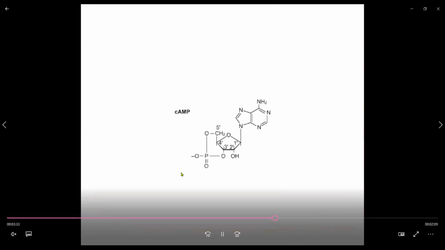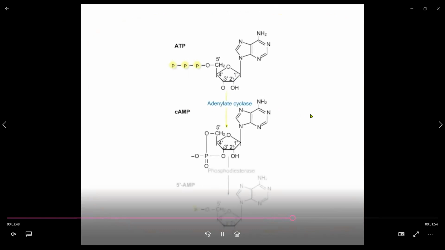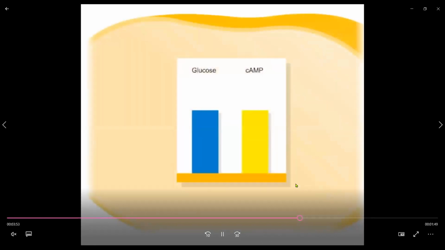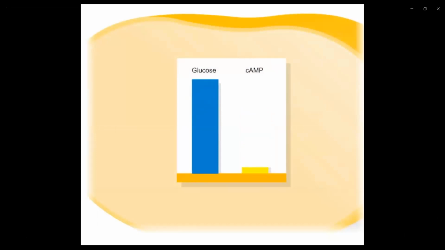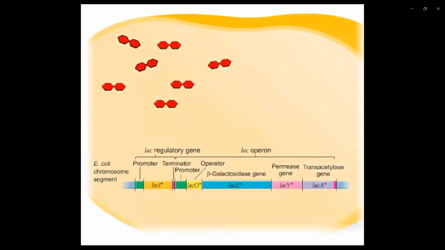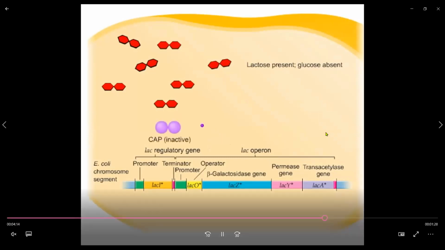Now, just now I showed you the structure of cyclic adenosine monophosphate. This is the breakdown product of ATP. ATP is broken down to produce cyclic adenosine monophosphate by the enzyme adenylate cyclase. It's a very vital enzyme. Cyclic AMP is further broken down to form adenosine monophosphate. So this was the relationship I was talking about. If there is high glucose, low ATP breakdown, low cyclic adenosine monophosphate. Low glucose, high cyclic adenosine monophosphate. This is the relation. We have to keep it in mind. So lactose present, glucose absent, so we are now having cyclic adenosine monophosphate.